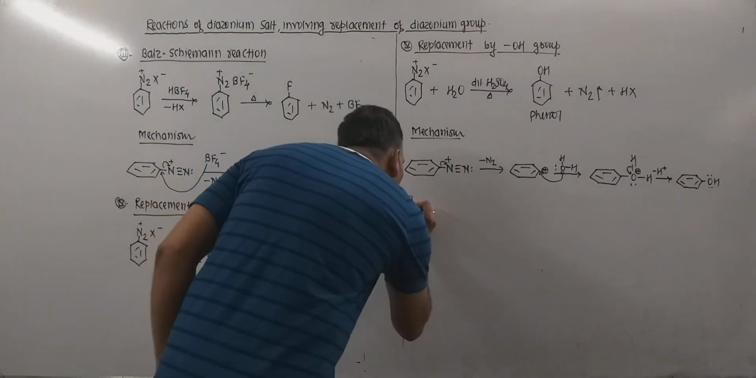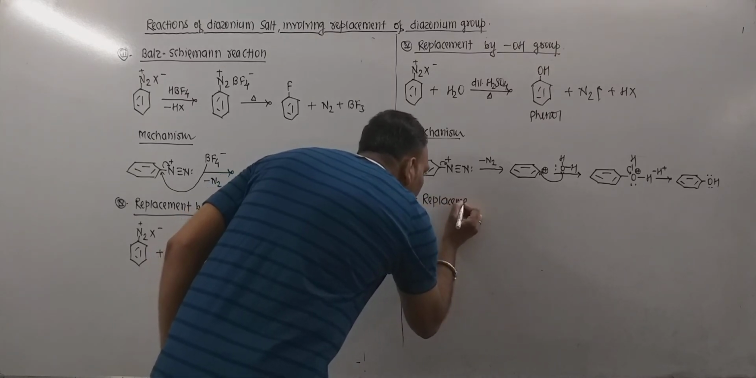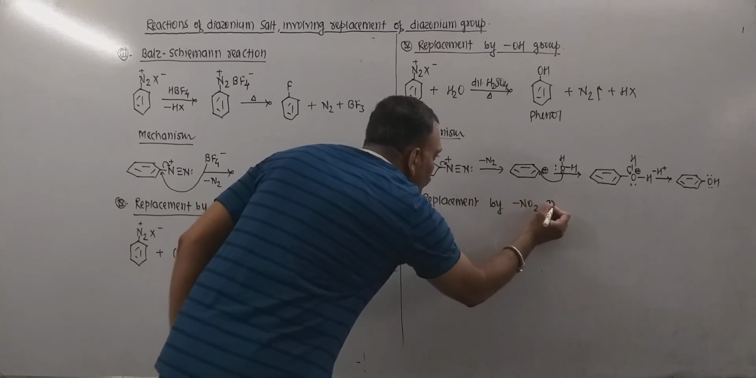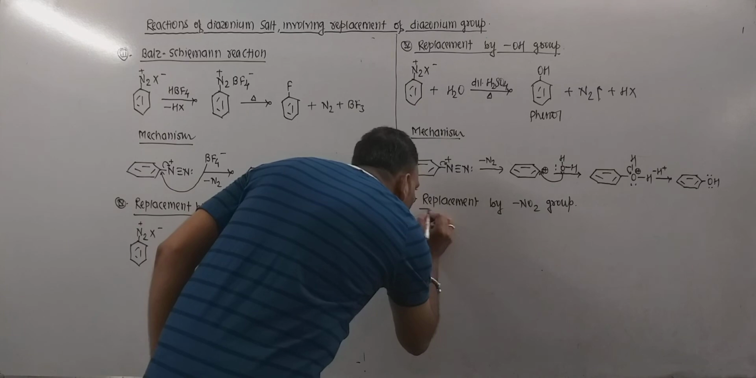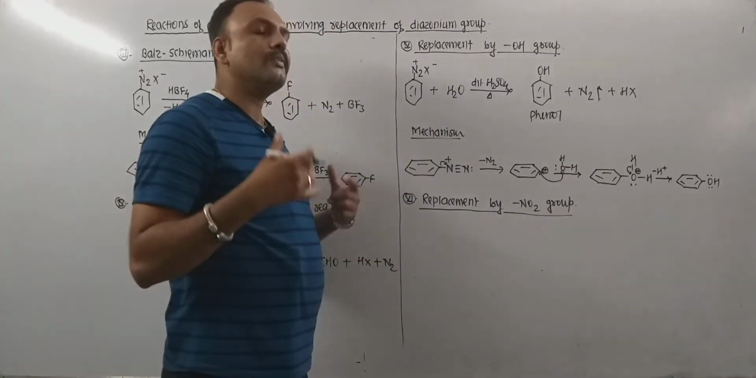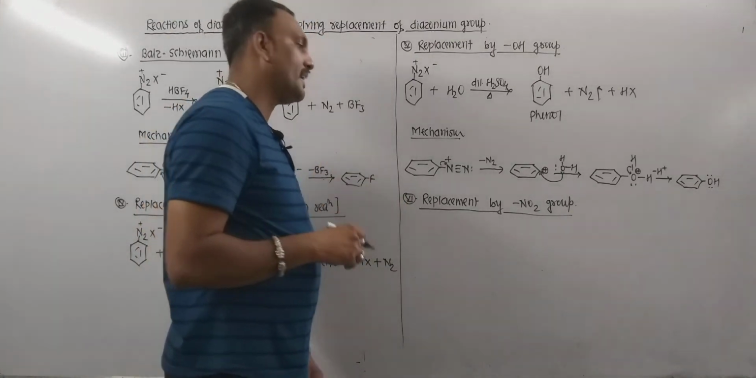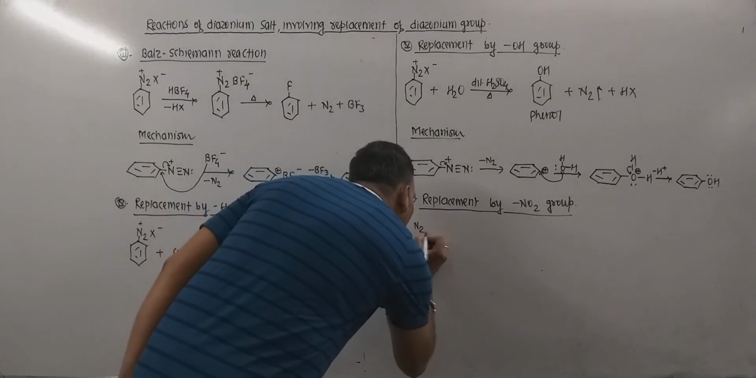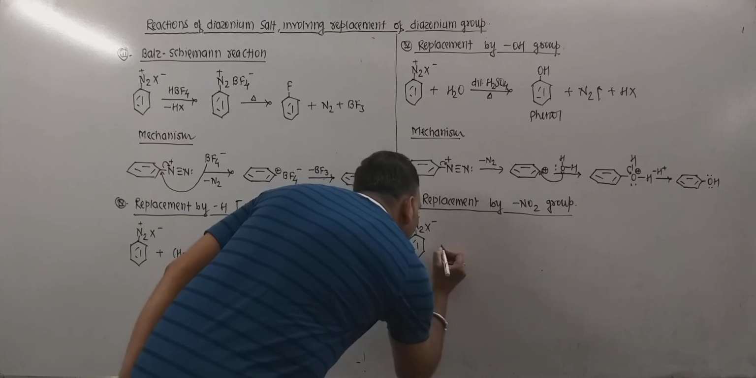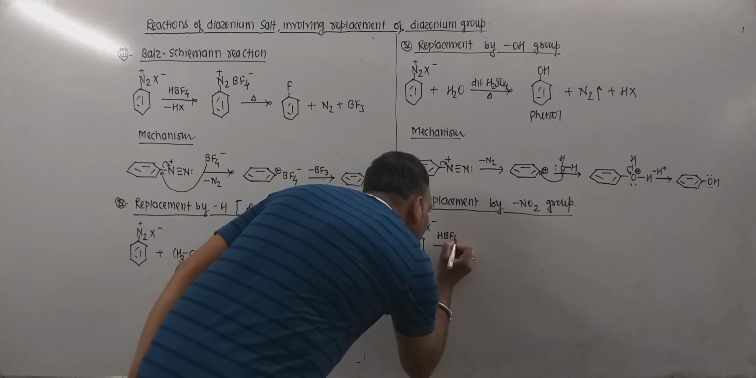Now the next very important reaction to be discussed is the replacement of the diazonium group by the NO2 group. If the diazonium group of the diazonium salt is replaced by the NO2 group, then ultimately we receive the nitro derivatives of aromatic hydrocarbons. So what we need to do is take the diazonium salts, and first of all these diazonium salts are treated with fluoroboric acid, that is HBF4.